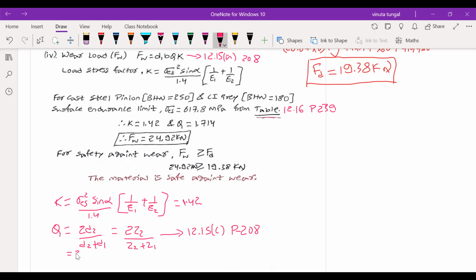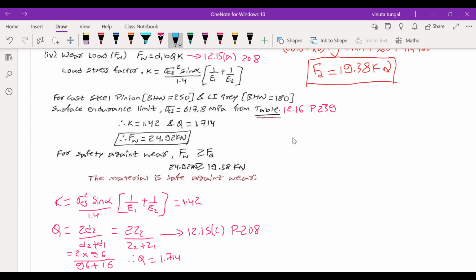In this case, it is 2 into D2 divided by D1 plus D2, both values are calculated. Sorry, I'll be using the second one: 2 into Z2, the number of teeth on the gear, is 96, divided by Z2 plus Z1. It is 96 plus Z1, which is given as 16. Therefore, the Q value I am going to obtain is 1.714.